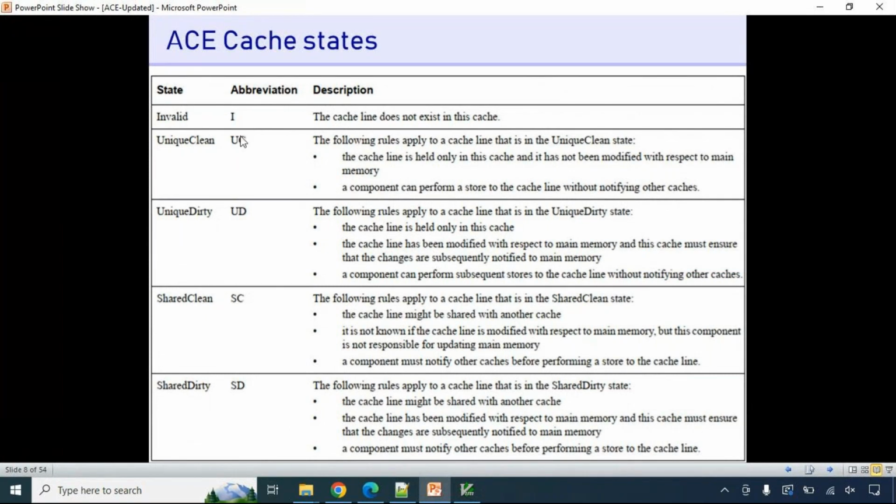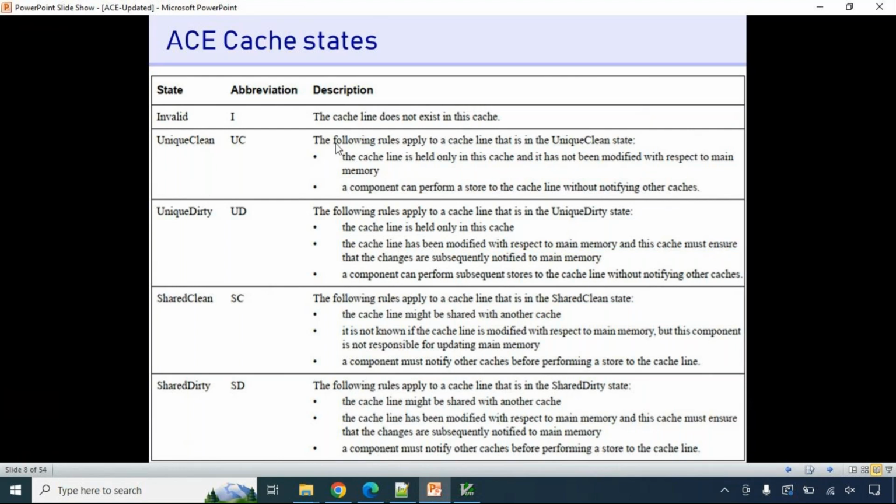Why these are important is when we see the ACE transactions, the concept of Snoop, we will see AR Snoop, AW Snoop, all those things. At that time, these keywords will be used as part of those transactions. When it is invalid, the cache line doesn't exist in the cache.